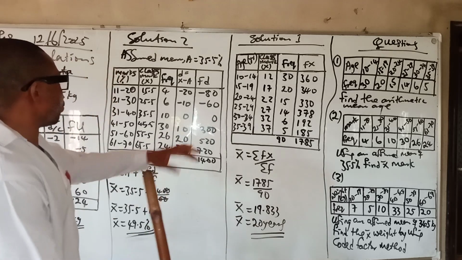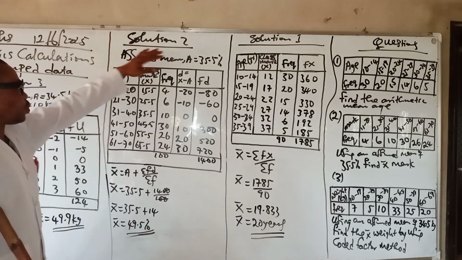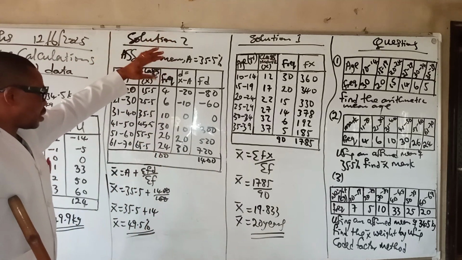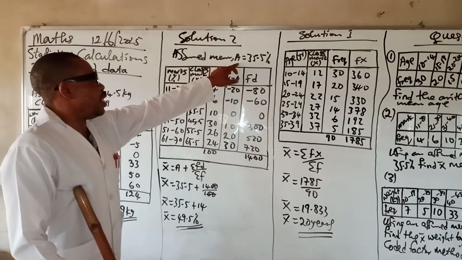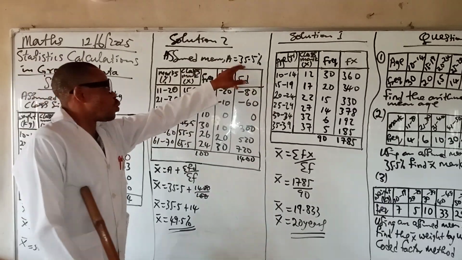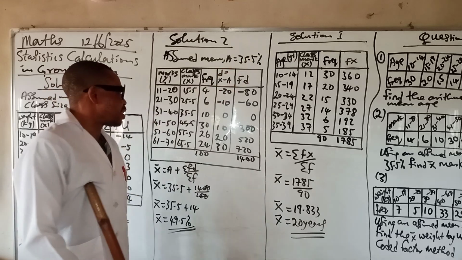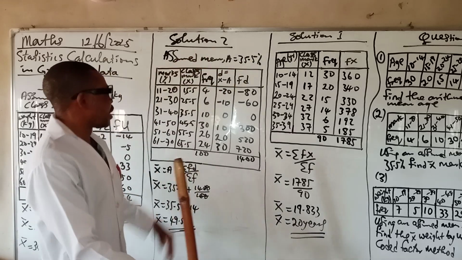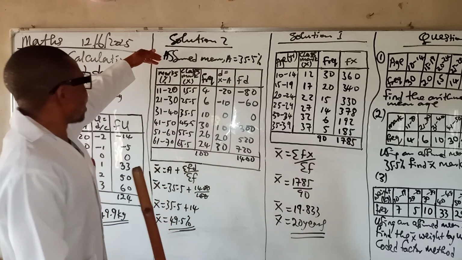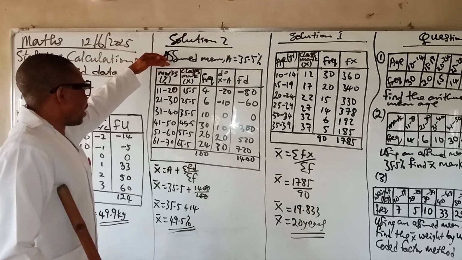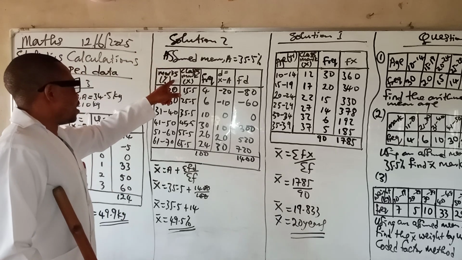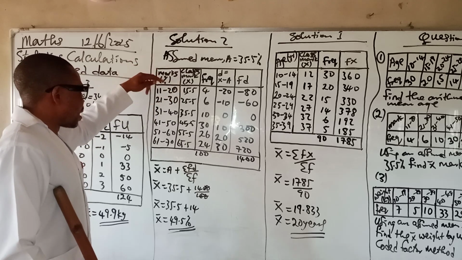So in number 2, see the solution to number 2. For us to prepare the calculation of number 2, first of all, we have the assumed mean A given to us in the question. We have 85.5%. See the table for the calculation. The class interval is given to us, and it is represented with marks in percent.